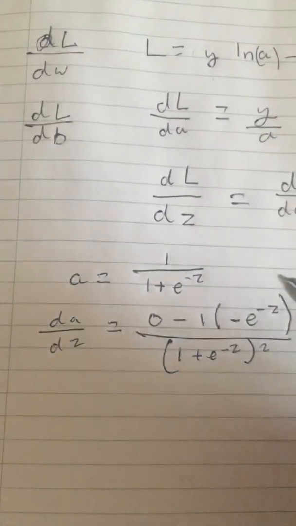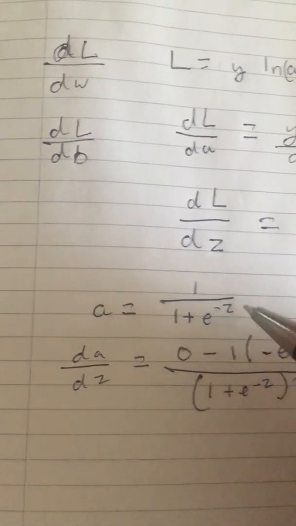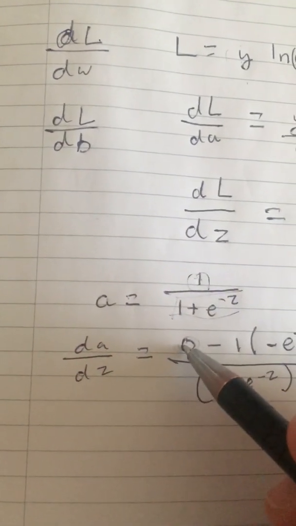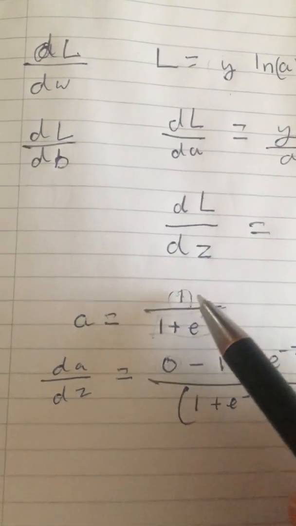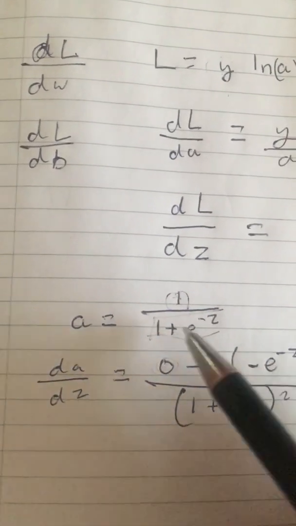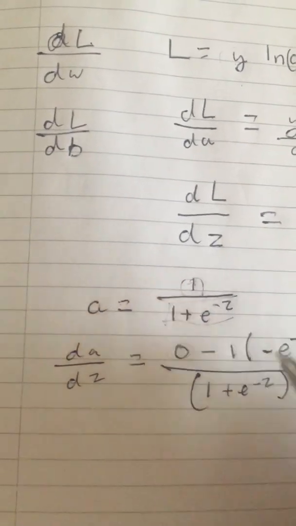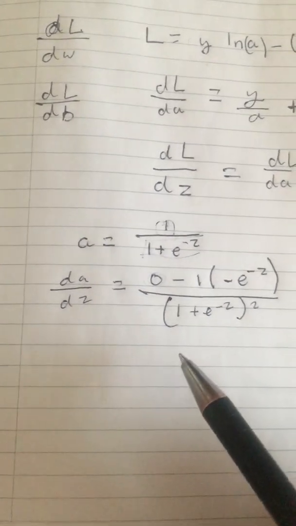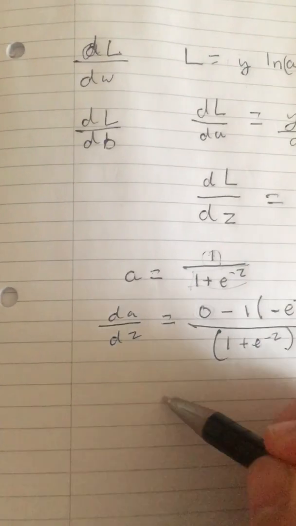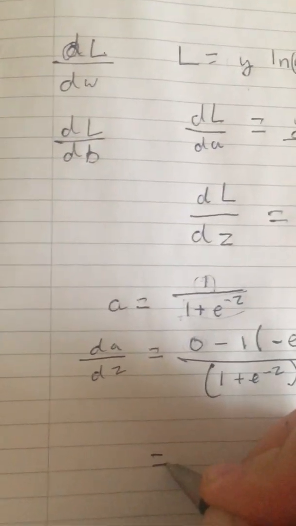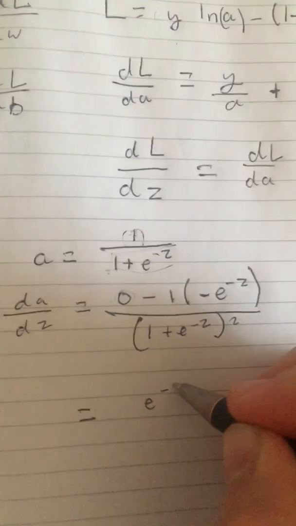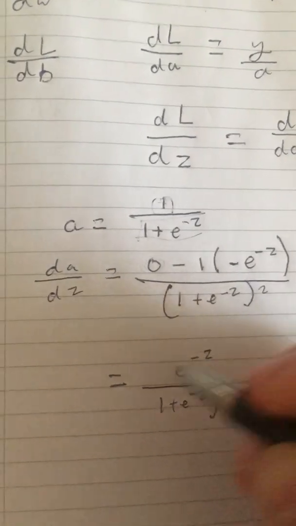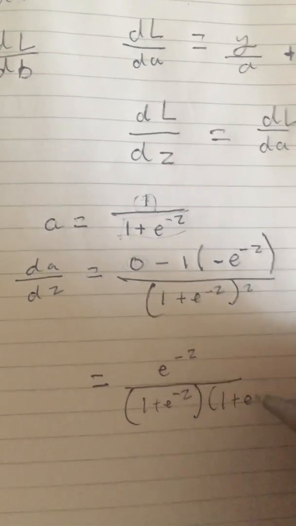This is due to the quotient rule, which says that the derivative of 1, which is 0, times by this value, will just leave you with 0, minus the derivative of this one, which will leave you minus e to the negative z, multiplied by 1 all over the bottom squared will leave you dA over dz. Now, with this one, we need to do some simplifying. So then we can simplify this down to e to the negative z all over 1 add e to the negative z, 1 add e to the negative z.